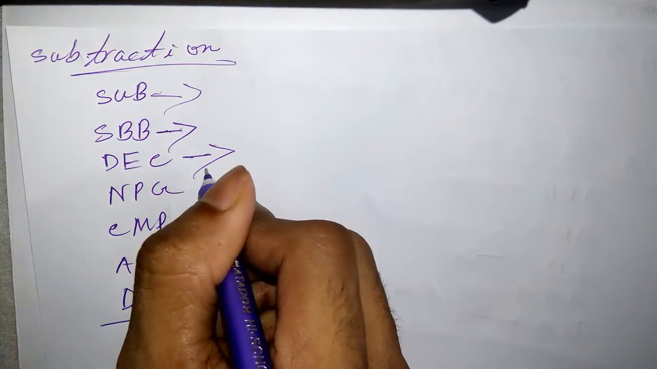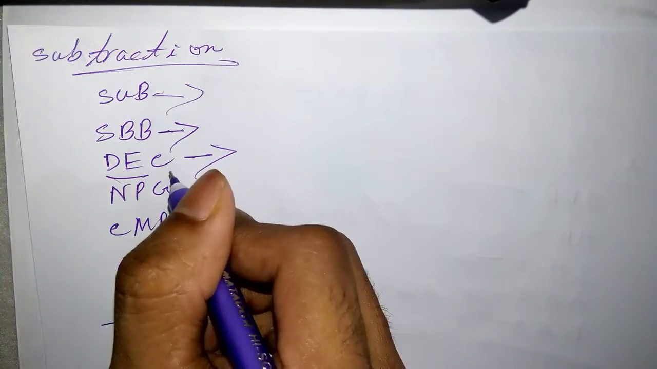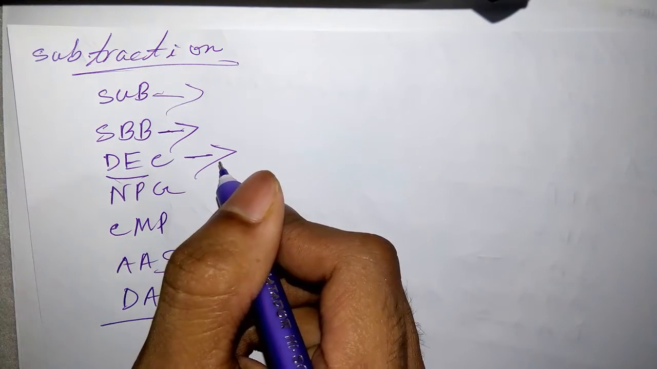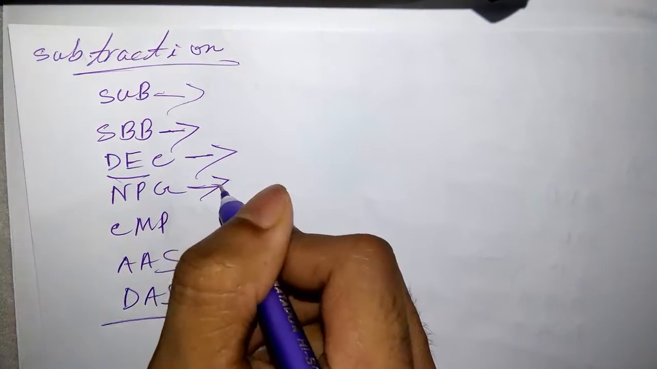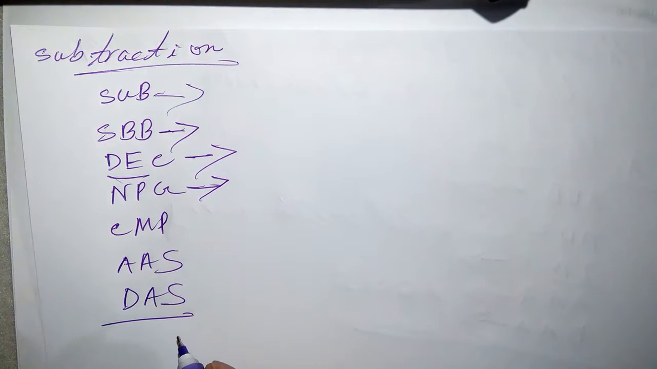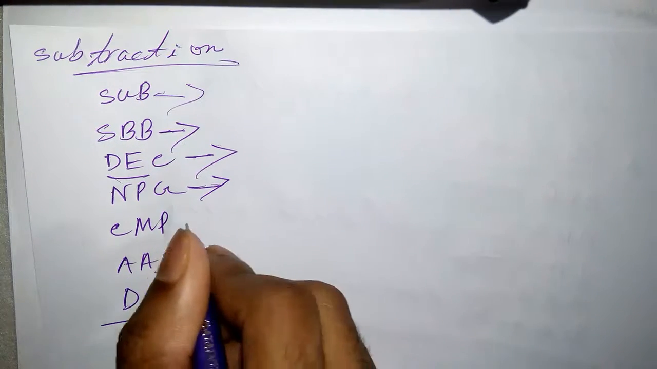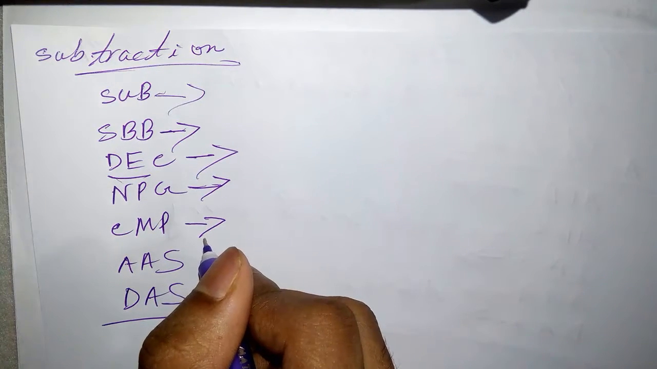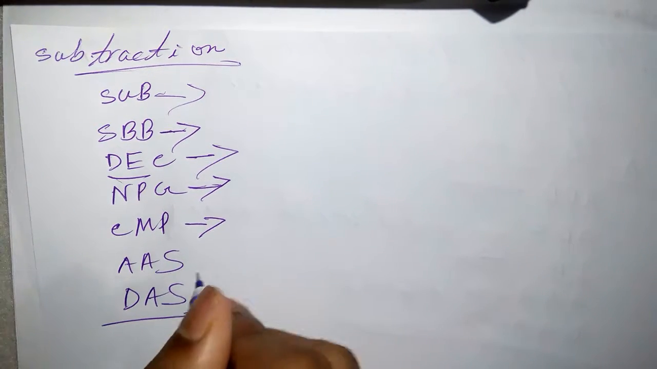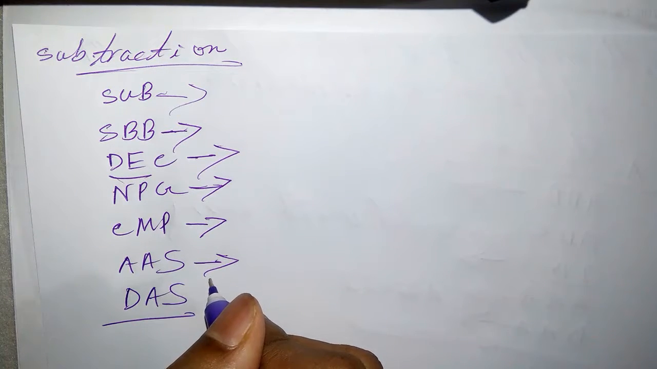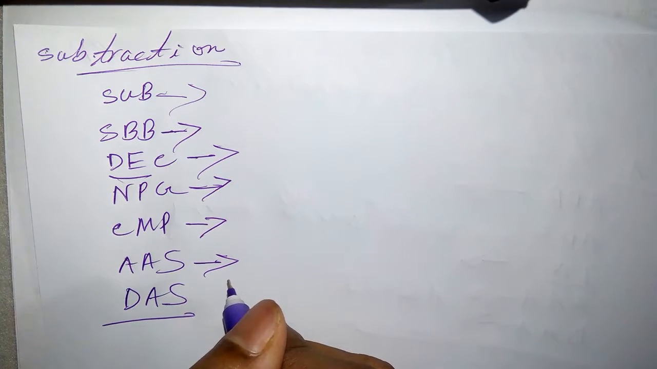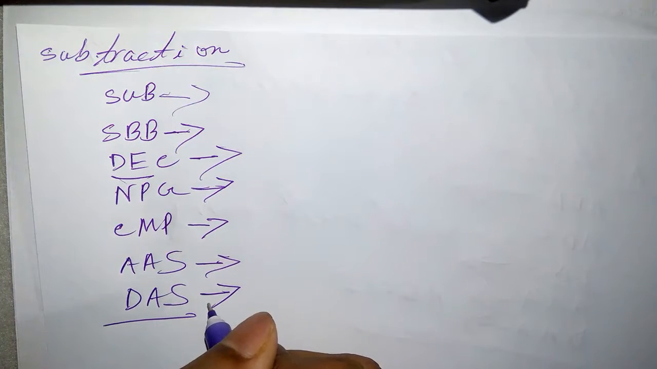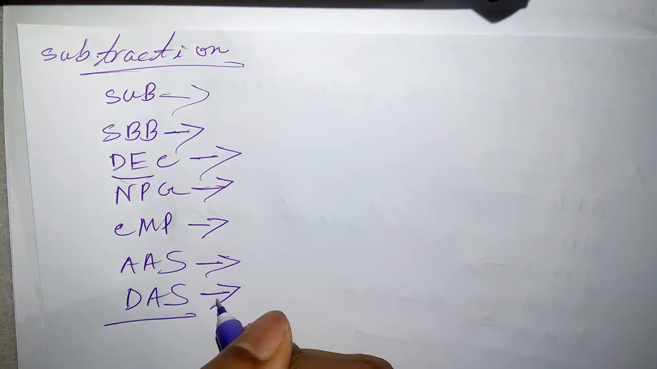Okay, and next is DEC, used to decrement the provided byte by 1. Okay, so next one is NEG, used to negate each bit of the provided byte or word and add 1, or 2's complement. Okay, CMP, used to compare two provided bytes or words. AAS, used to adjust ASCII code after subtraction. And next one is DAS, used to adjust decimal after subtraction.